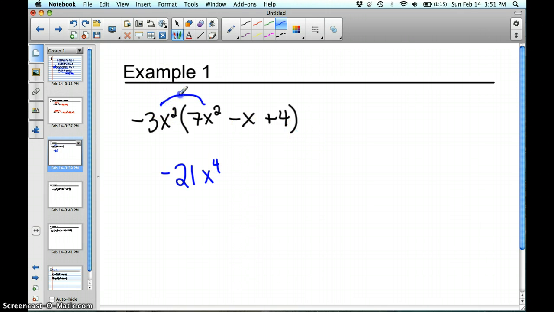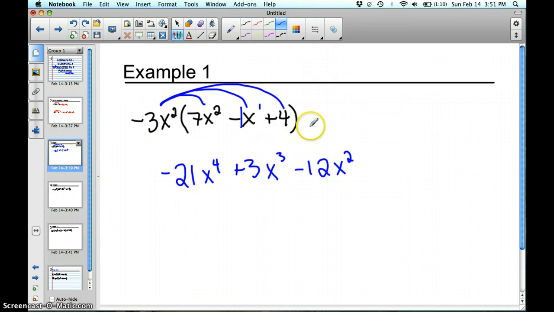Then I'm going to do negative 3x squared times negative x. If you remember, this negative x is like a negative 1x. So negative 3 times negative 1 is going to give me a positive 3. And then I have x squared times x to the 1st power. If I add my exponents, 2 plus 1, that's going to give me x to the 3rd power. And then I still need to multiply to this last term, so negative 3x squared times 4. I'm just going to do negative 3 times 4 to give me a negative 12. And then we're going to bring along that x squared since there's no x term here to multiply with.